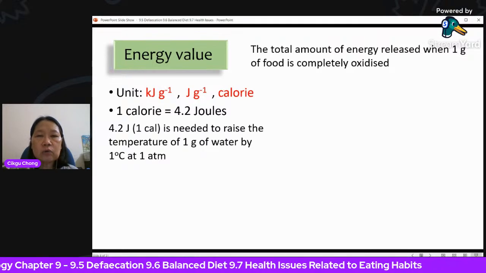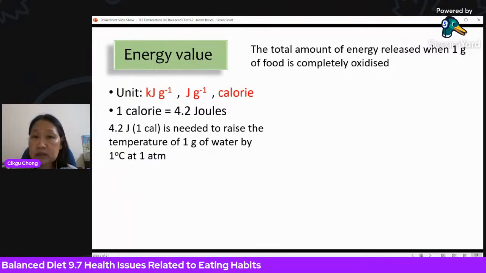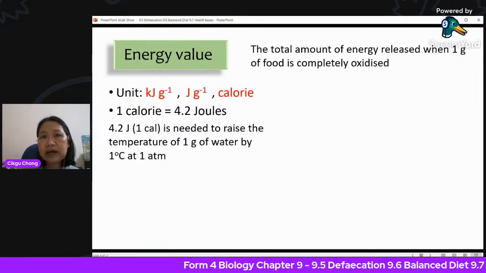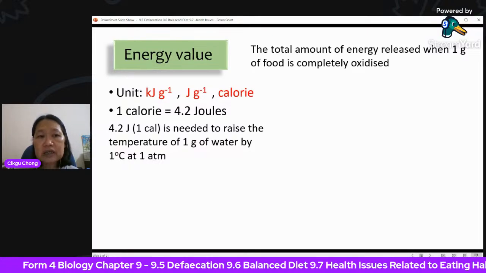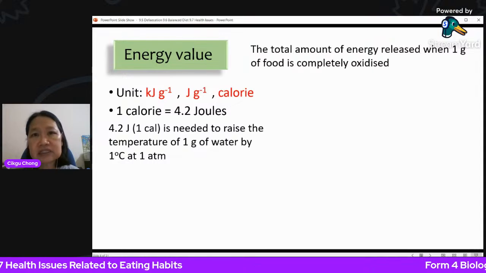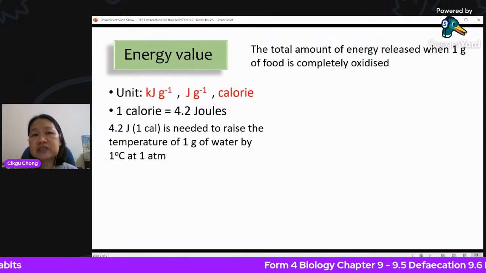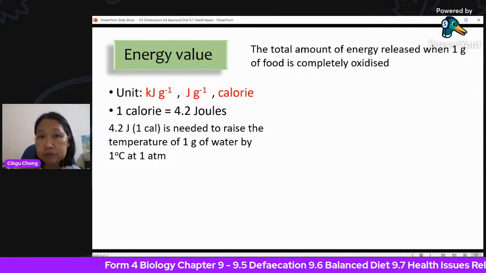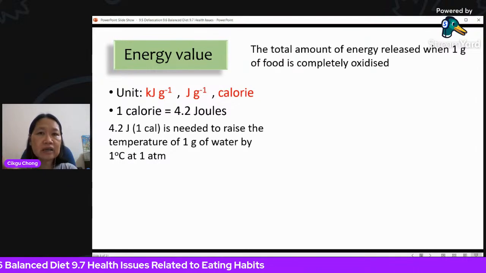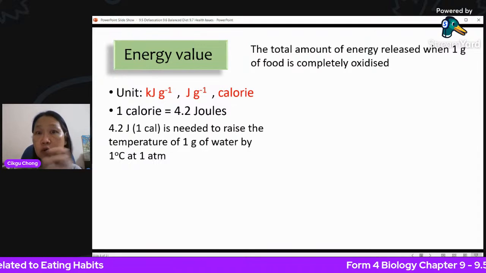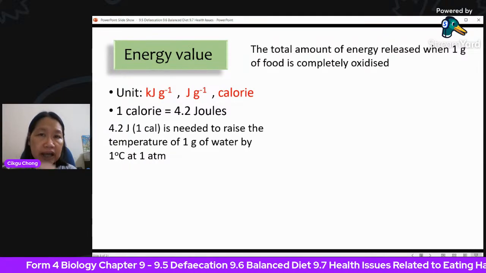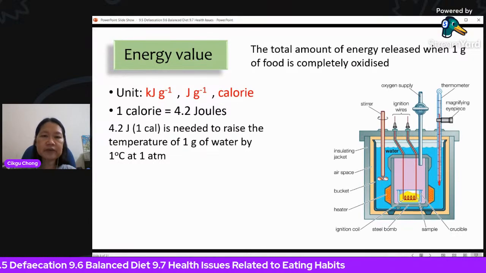So what is the concept we're using here? When you burn the food, it releases heat, and you transfer that heat to a body of water. Scientists have found that 4.2 joules, or one calorie, needs to be absorbed by 1 gram of water to raise its temperature by 1 degree Celsius at room atmospheric pressure. That amount of energy, 4.2 joules, is what we call the specific energy value.